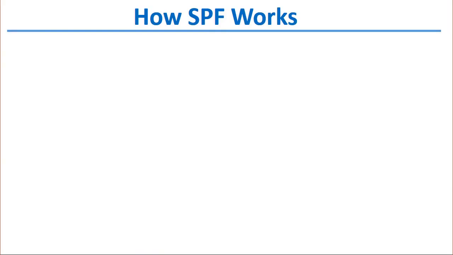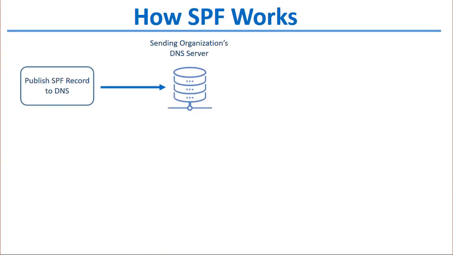Here's how SPF works. The sending organization publishes an SPF record to DNS indicating what servers are allowed to send mail for the company's domain. So this would be, for example, the mail server or any gateways that would be sending on behalf of your domain, or any other devices that are sending on behalf of your domain, which we'll talk about here shortly.